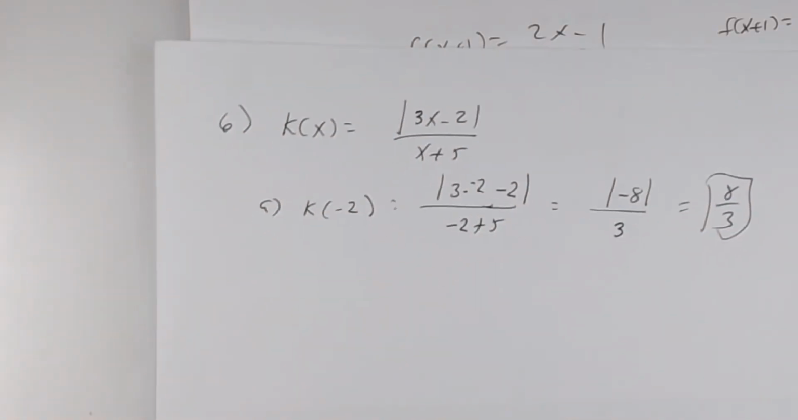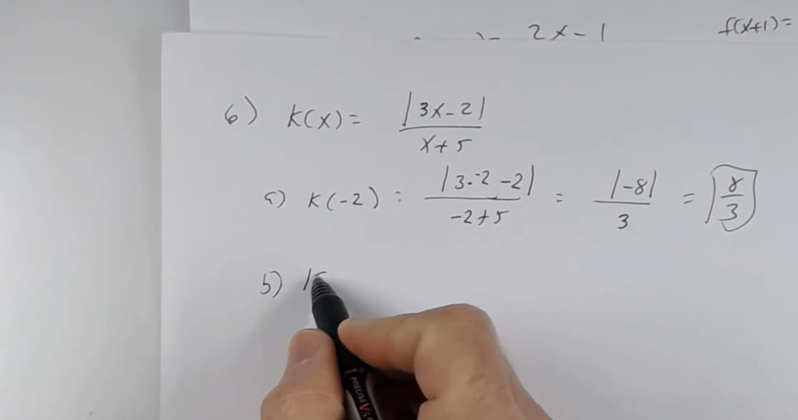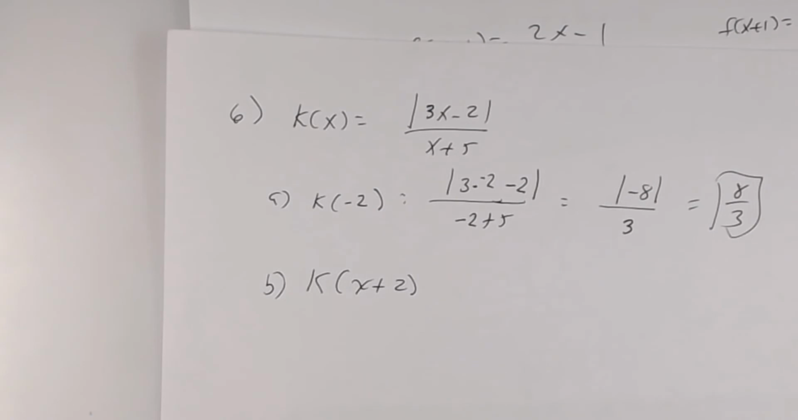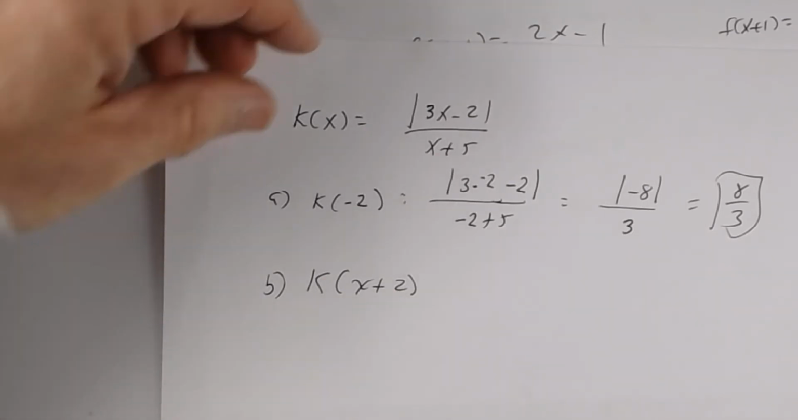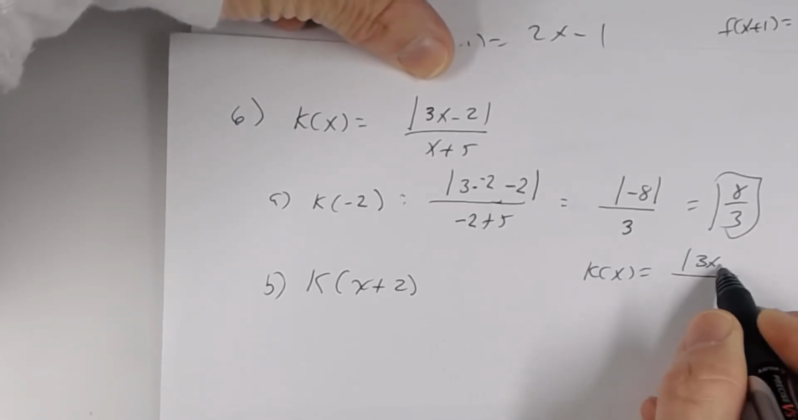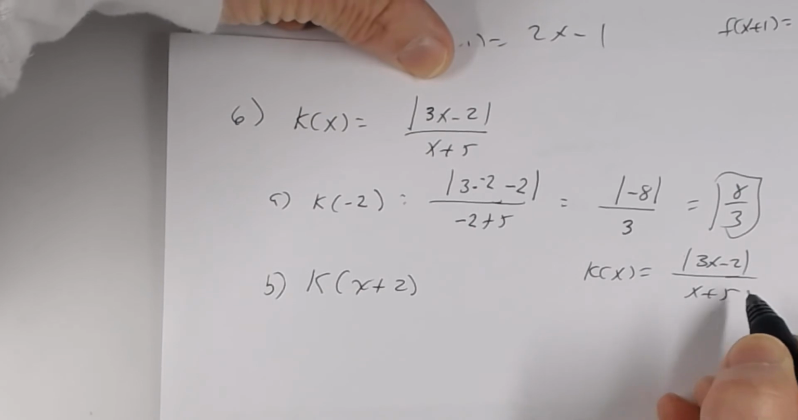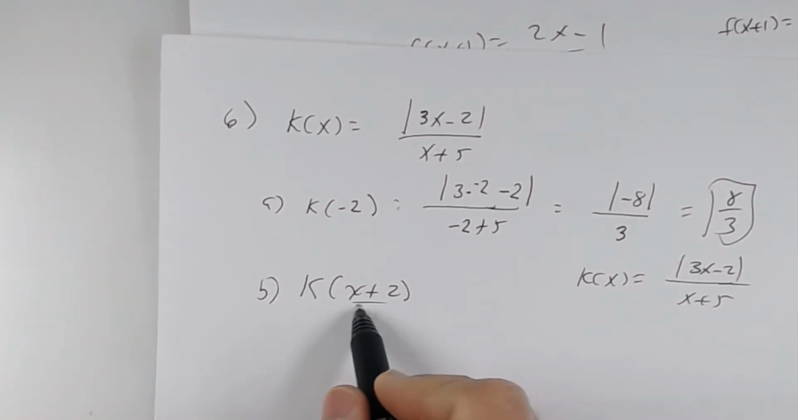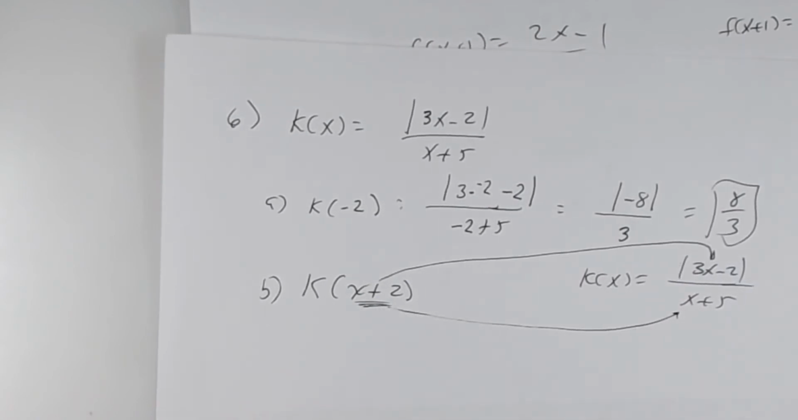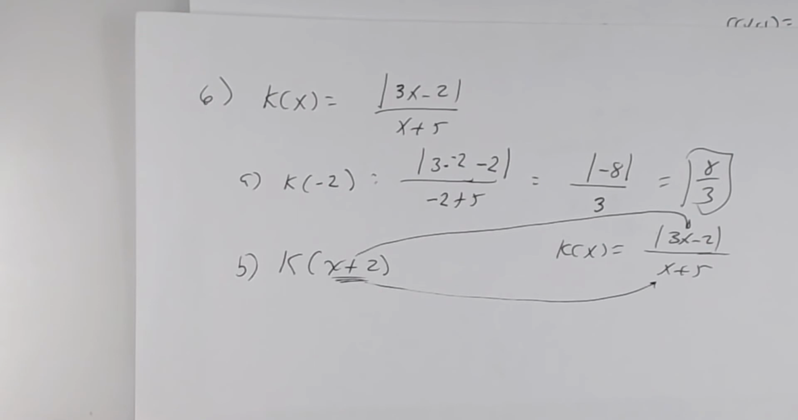Now look at B. Suppose you want to find k of x plus 2. K of x plus 2. All right, wherever you see the variable x, what do you substitute? X plus 2. All right, so I'm going to go ahead and rewrite k of x. So it's this, absolute value of 3x minus 2 divided by x plus 5. Wherever you see the variable x, I'm going to substitute x plus 2. So I see it twice on this side. One, the numerator involves absolute value. The denominator does not.